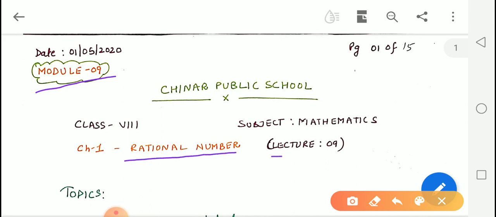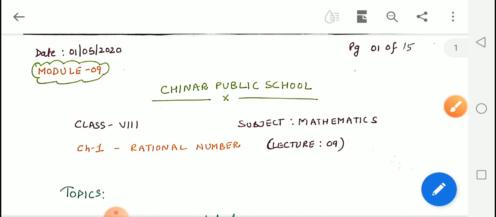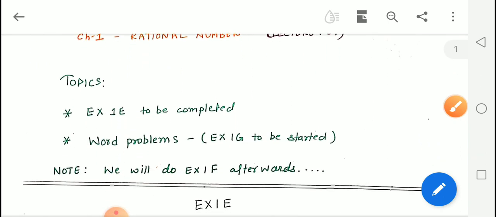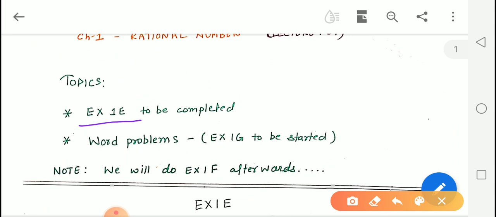This is lecture 9 of this chapter. Today we are going to cover these topics. We will continue exercise 1E. Then we will start our word problem, that is exercise 1G. Beta, we will do exercise 1F afterwards.